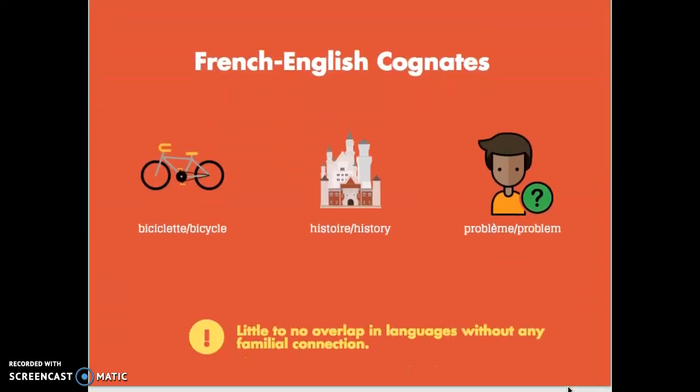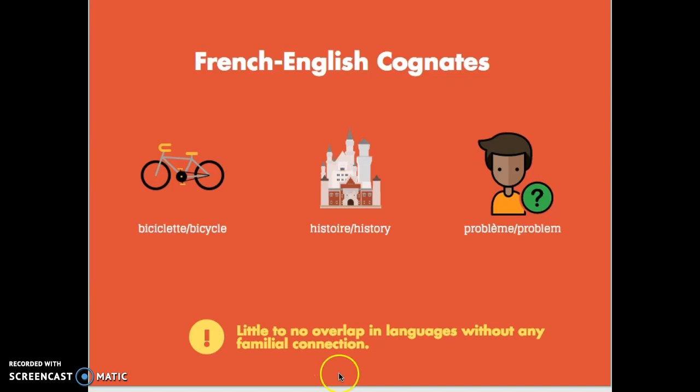For example, in French and English, we have bicyclette and bicycle, histoire and history, problème and problem, and the list goes on. Unfortunately, if you're studying a language that has no linguistically familial connection to one that you already speak, you can't use this strategy.